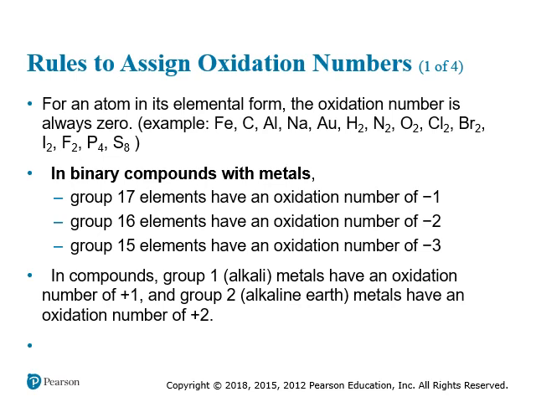In compounds, group 1 elements, those alkali metals, sodium, potassium, cesium, rubidium, francium, have an oxidation number of +1. And group 2 elements, things like calcium and beryllium and magnesium and strontium and barium, are going to have an oxidation number of +2 in compounds.